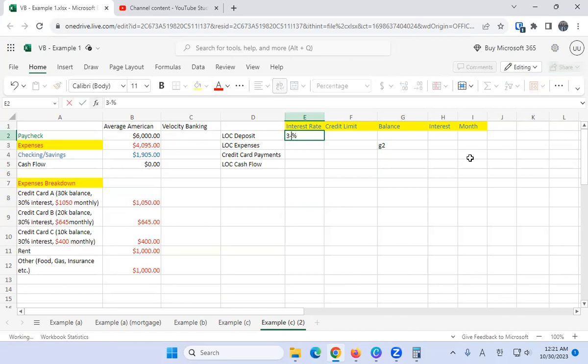So now let's just do this. We'll assume that it's a 30% interest rate. We'll just kind of make this up and say it's a $35,000 credit limit, $30,000 balance, right? I don't know what this G2 is, probably screwed up. All right, so $30,000 balance.